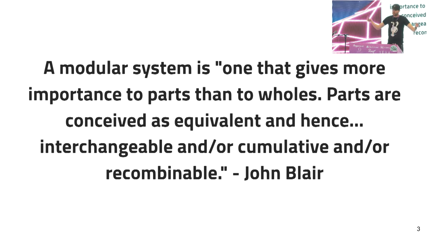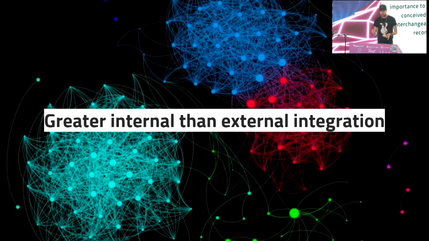East Denver, folks. A modular system is one that gives more importance to parts than wholes. Parts are conceived as equivalent and hence interchangeable, cumulative, and/or recombinable. And I think that if you think about how blockchains work, about the different pieces of them that we're going to look at, you'll recognize that this definition makes a lot of sense because we do have interchangeable components in blockchain, and we're moving in this direction.